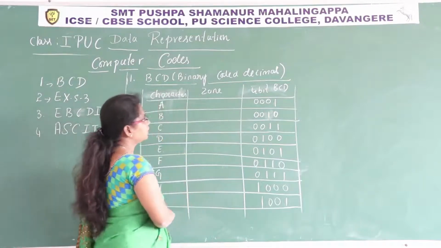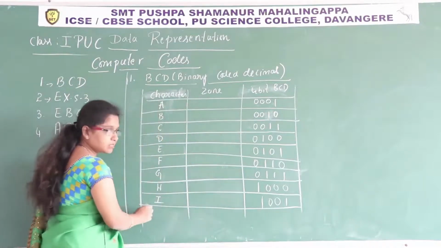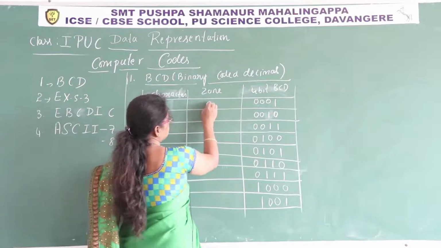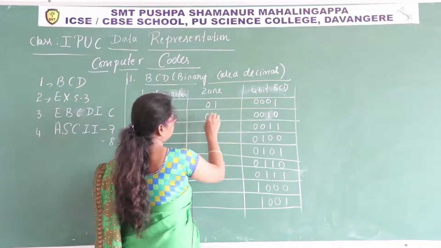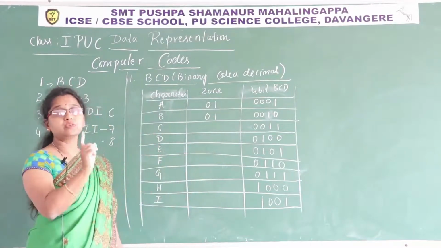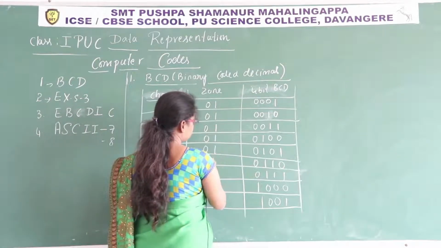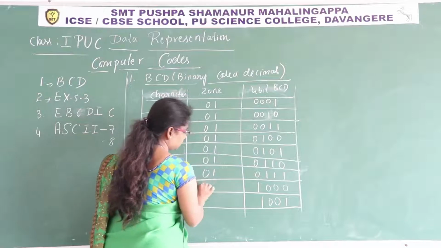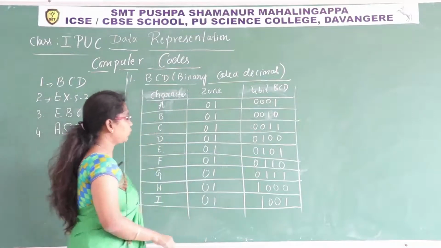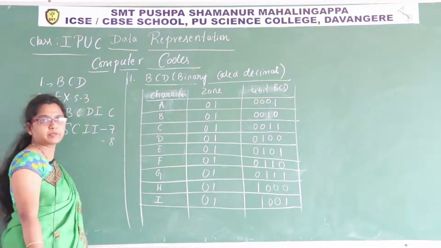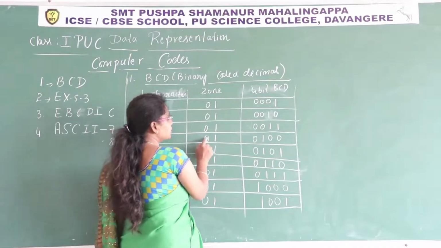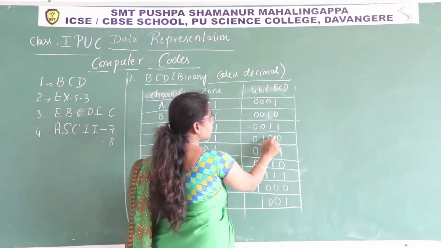Now the zone bit: from A to I, the zone bit is 1. How to write zone 1 in 2 bits? 01. So for every character from A to I, the zone bits are 01. So what is the BCD of D? The BCD of D is 01 0100.